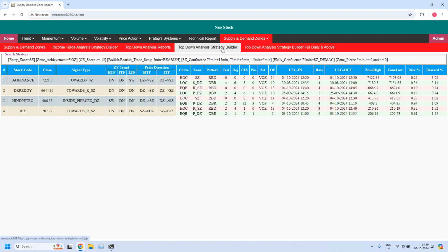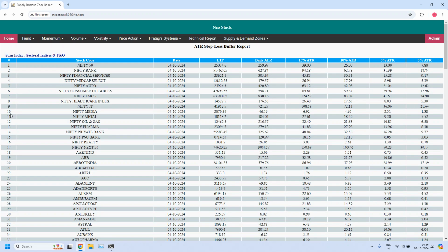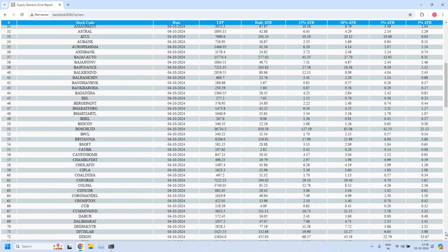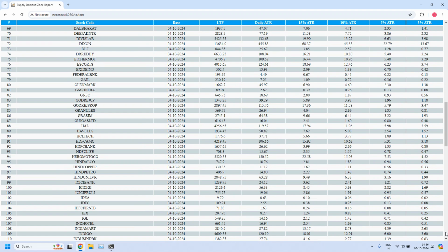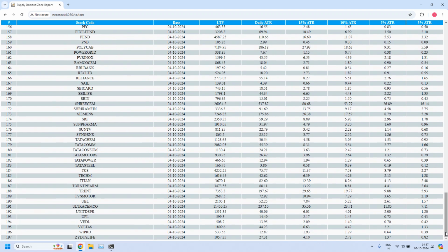In the final report, I am generating stop buffers based on daily ATR. And in this list, the first 17 are indices, that includes all sectoral indices. Remaining all are equity stocks, taken from F&O listed companies. What I do, I keep on scrolling the list down. Whichever stock you want to refer to, please pause the video there. I am scrolling the list down. So this is the end of the list.